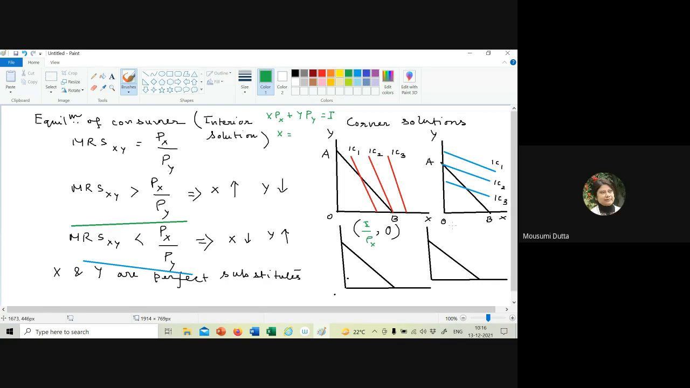And in the second case, 0, I by PY. So in the first case, the consumer is consuming I by PX amount of X and 0 amount of Y. In the second case, the consumer is consuming 0 amount of X and I by PY amount of Y.